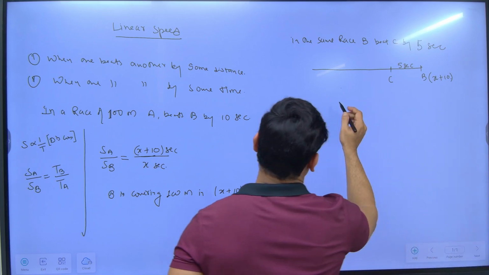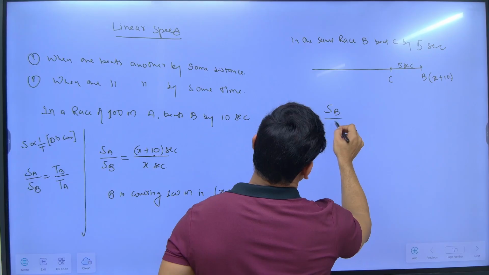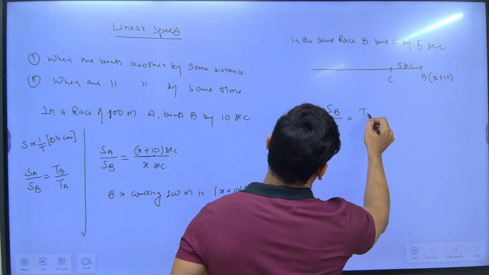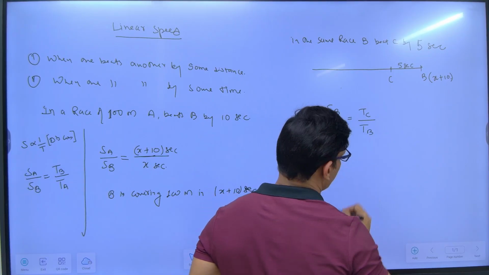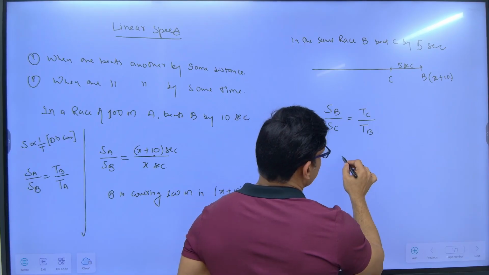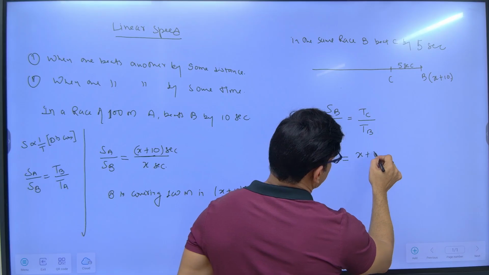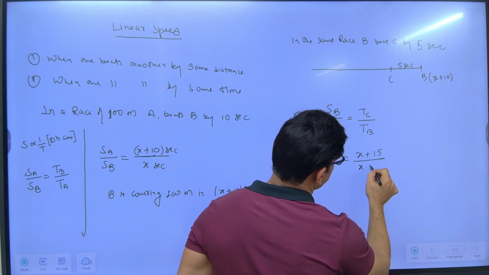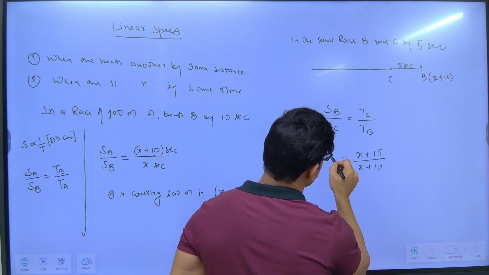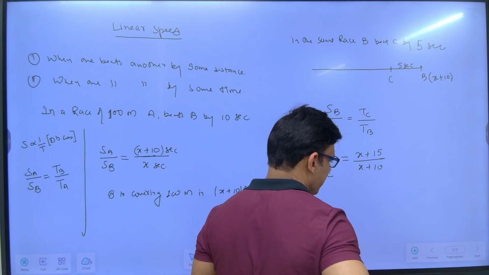So from here, speed of B is to speed of C will be time taken by C over time taken by B or not. Time taken by C is what? X plus 15, and time taken by B is x plus 10. So this is speed of B over speed of C, right?